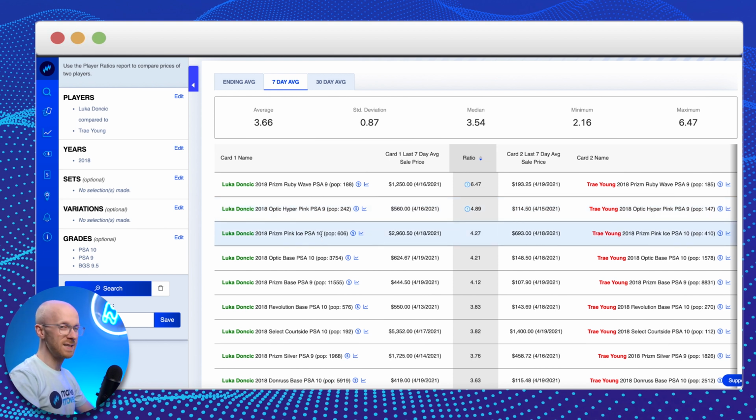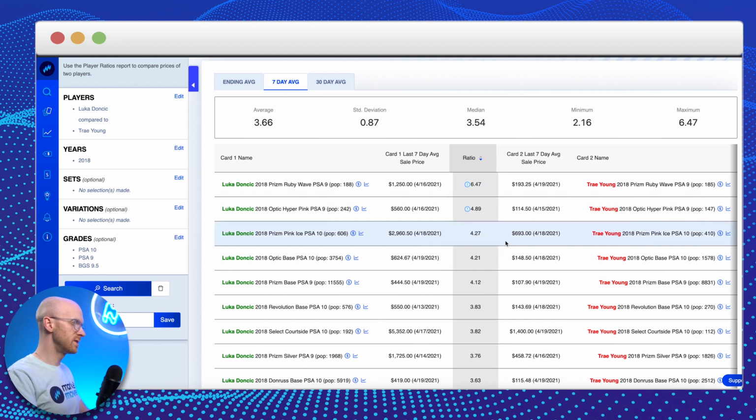But the Pink Ice I am a big fan of, and I've written about it in the past in my weekly card picks. I'm a big fan of the lower population, non-numbered cards out of Prizm, Pink Ice being one of them, which looks absolutely amazing, in my opinion, against the Mavs jersey, and also looks pretty good with the Hawks jersey. So if I come down here, 4.27, not technically an outlier, but that's at the high end of this ratio.